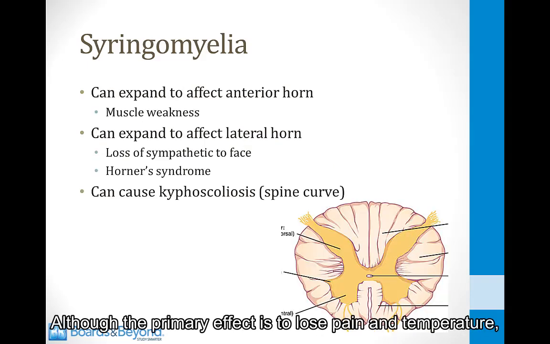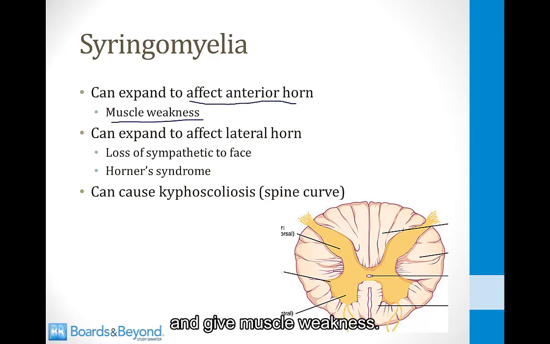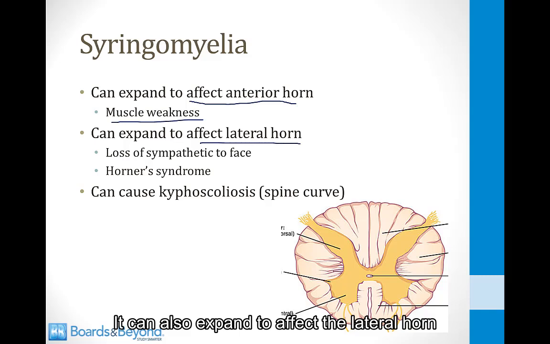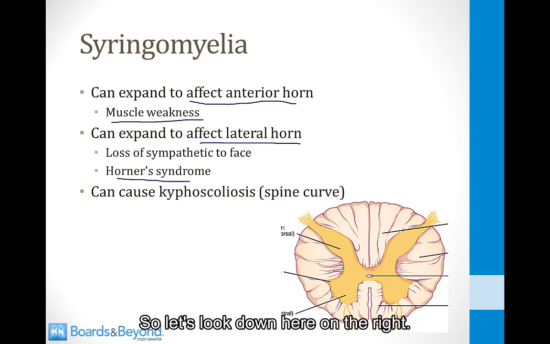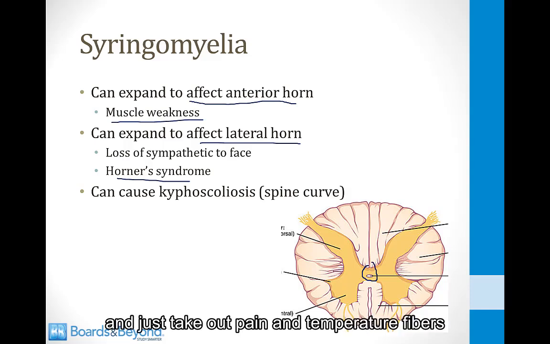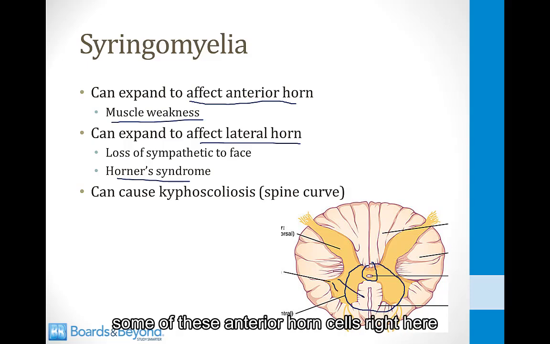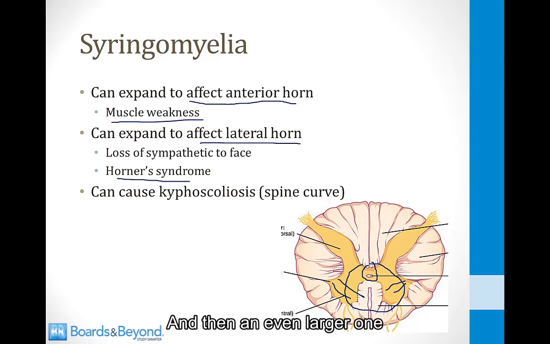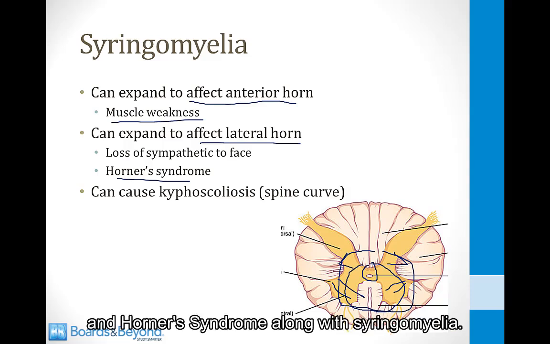Although the primary effect is to lose pain and temperature, the syrinx can expand to affect the anterior horn and give muscle weakness. It can also expand to affect the lateral horn and lose sympathetic information to the face. That would cause a Horner syndrome. So let's look down here on the right. A small syrinx might look like this and just take out pain and temperature fibers. But a large one could begin to damage some of these anterior horn cells right here to give lower motor neuron symptoms. And then an even larger one could start to damage the lateral horns, which are right here and are carrying sympathetic nerve fibers. So you can get muscle weakness and Horner syndrome along with syringomyelia.